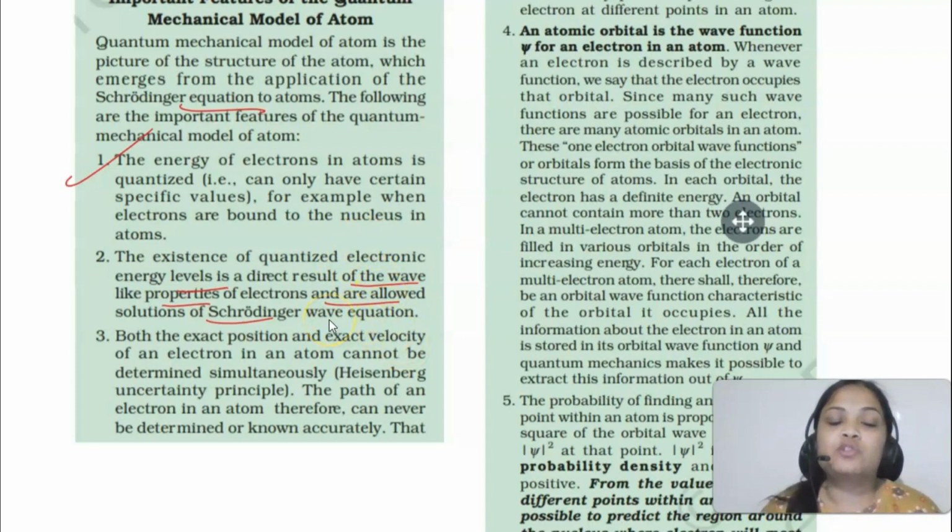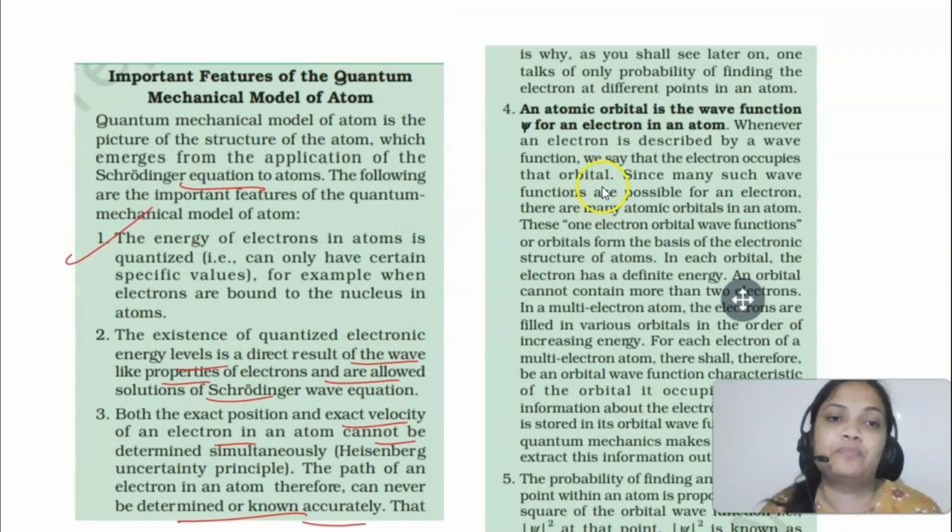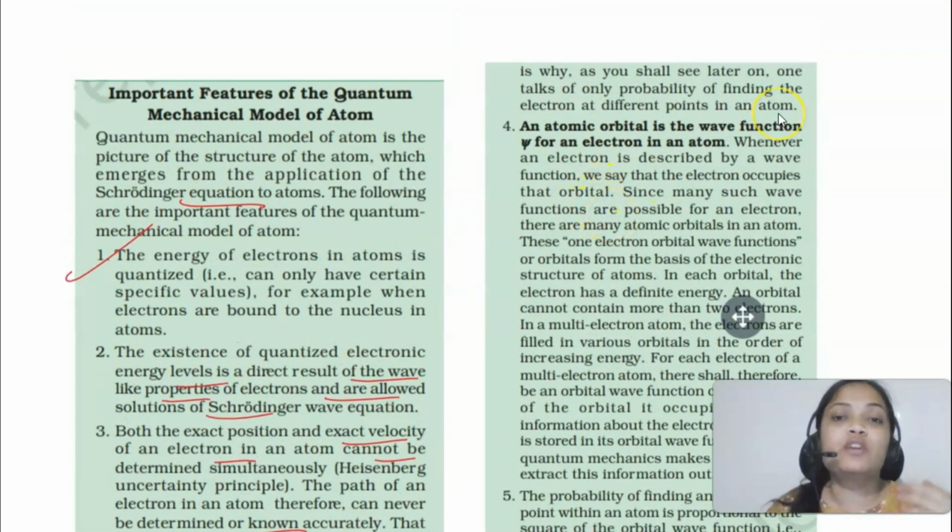Okay. So we know that both the exact position and velocity of an electron cannot be determined simultaneously, and that is why the path of an electron in the atom can never be determined or known accurately. That's what I have been telling you now. We can only talk about the probability of finding the electron. We cannot talk about the exact path of the electron.